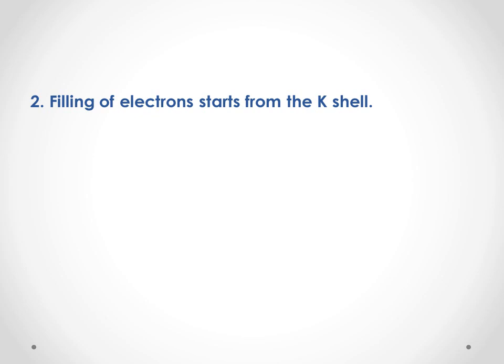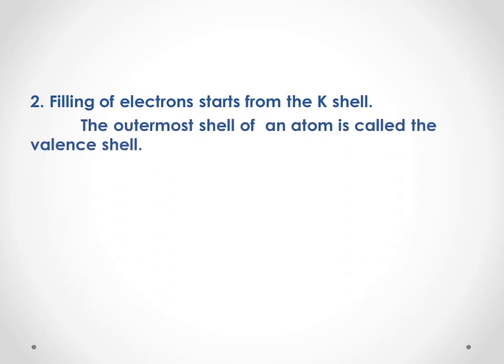We know that the maximum number of electrons that K shell can accommodate is 2. When the K shell is completely filled with the 2 electrons, then the remaining electrons will move to the L shell. When the L shell is completely filled with 8 electrons, then only the electrons move to the M shell and so on. The outermost shell of an atom is called the valence shell. The electrons in the valence shell are called the valence electrons.